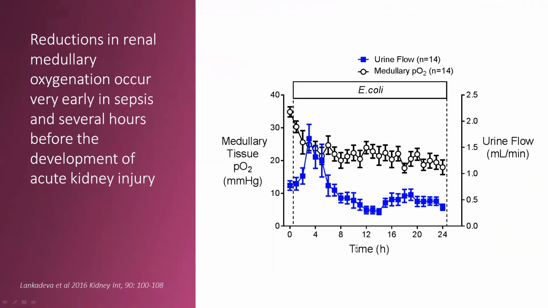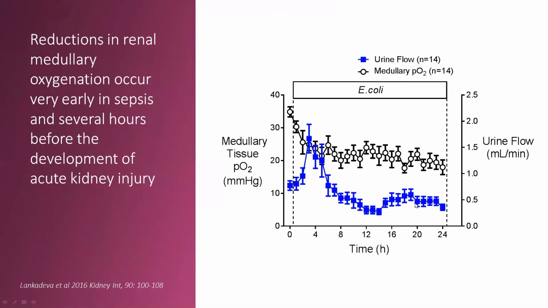If we look at the temporal profile of the changes in medullary tissue oxygen levels with the development of acute kidney injury over 24 hours of sepsis, we see that the reductions in medullary tissue oxygen levels took place within the first hour of the infection, which was several hours prior to the development of acute kidney injury. This adds further strength to our speculation that medullary tissue hypoxia may indeed play a critical role in the initiation and progression of acute kidney injury.